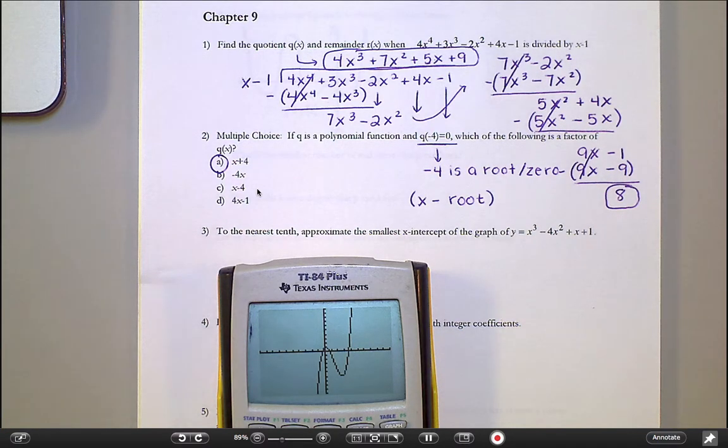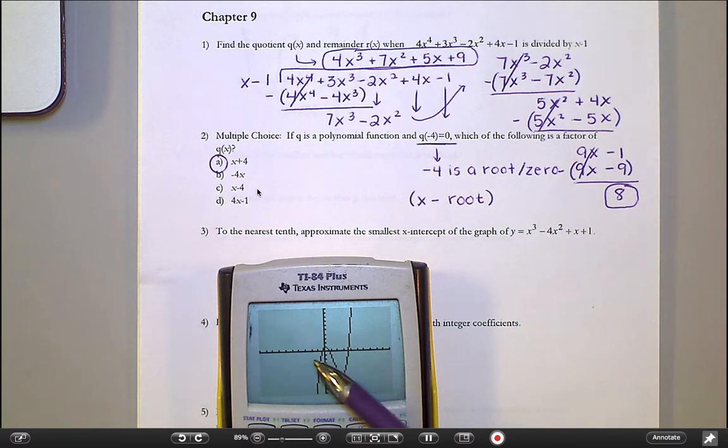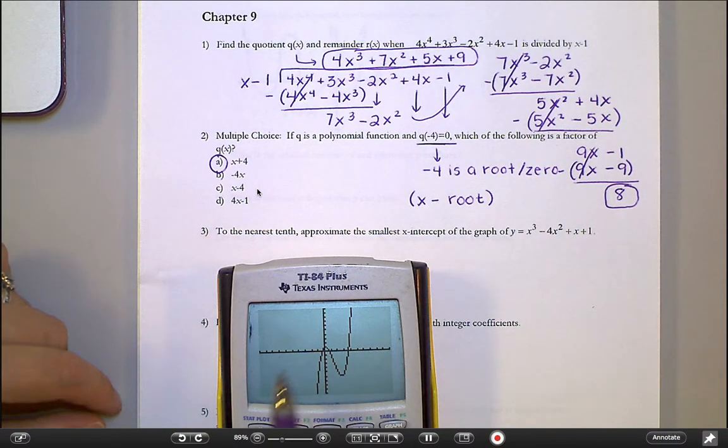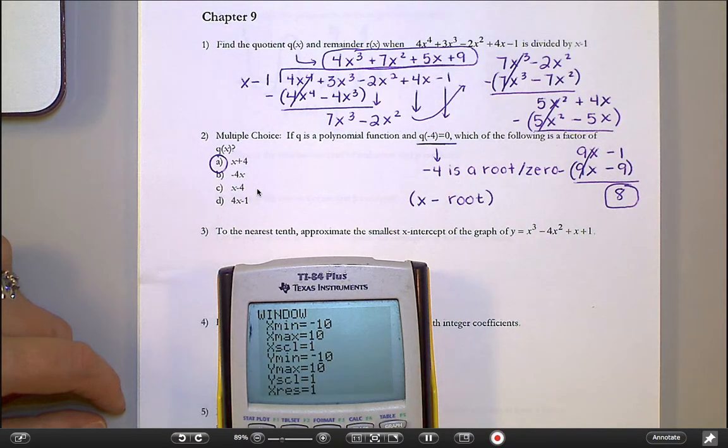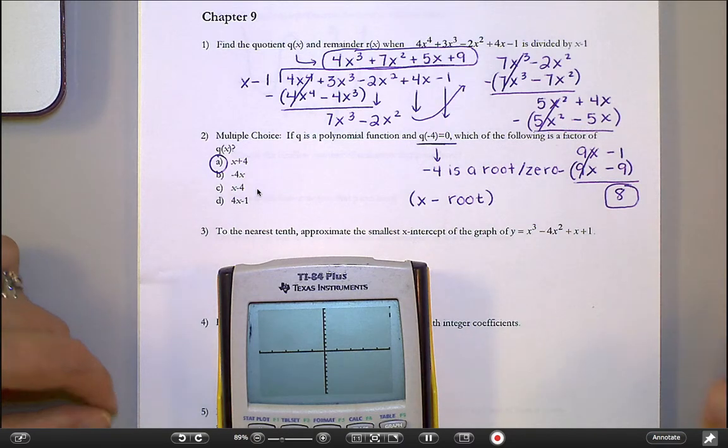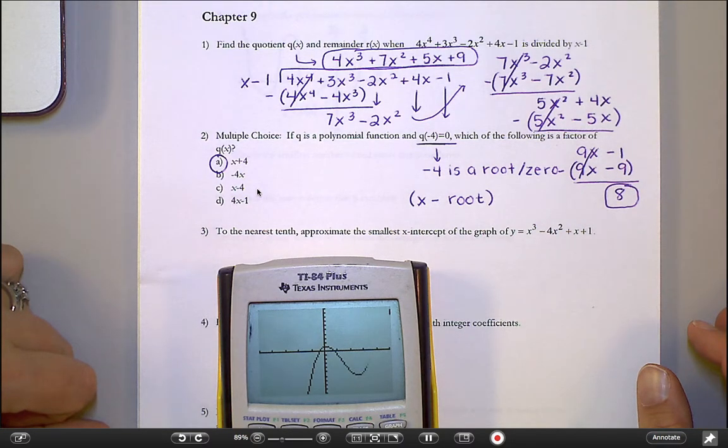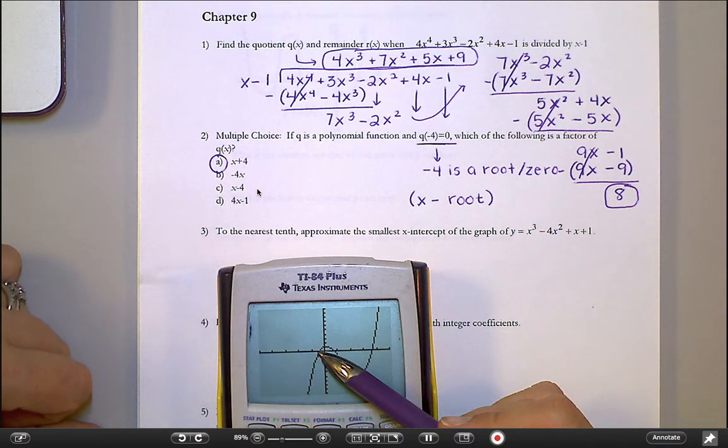Okay, and my smallest x-intercept is the one that's farthest to the left, okay? So that would be this guy right here. I'm going to change my window a little bit. I got a lot of dead space over here and even a little bit over here, so I'm going to shrink up my x's and have them go from -5 to 5, just so I can see a little better, okay? And so we want this root right here.